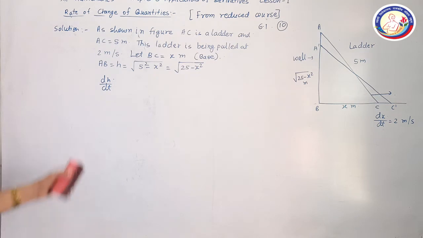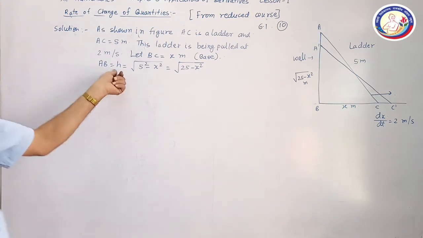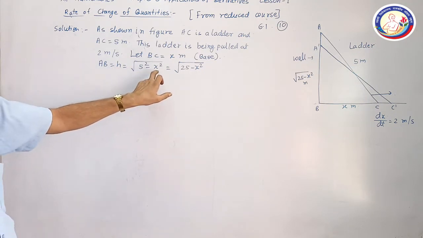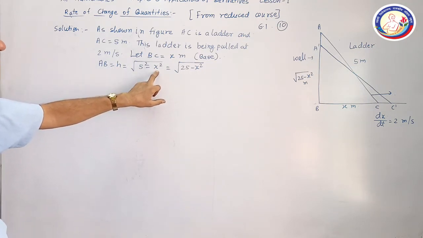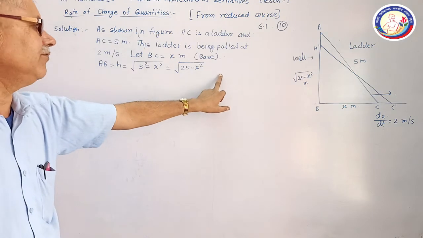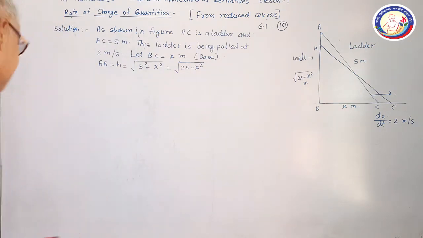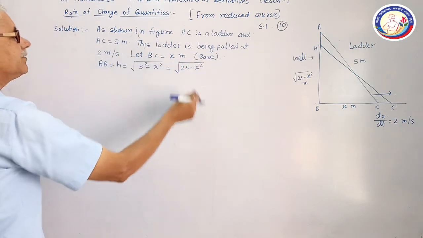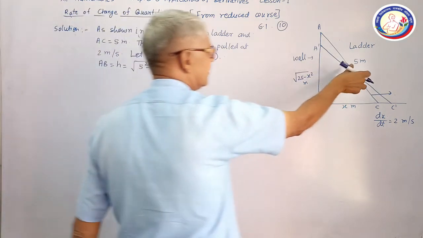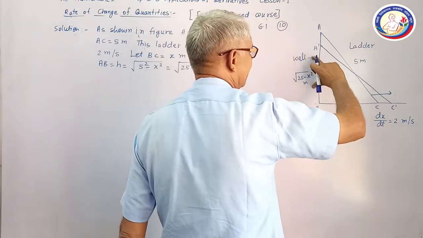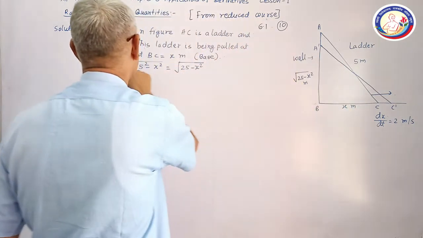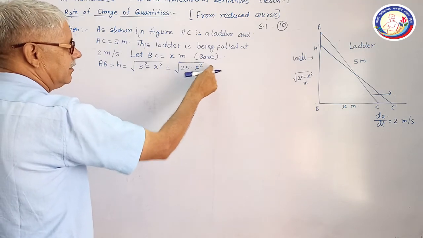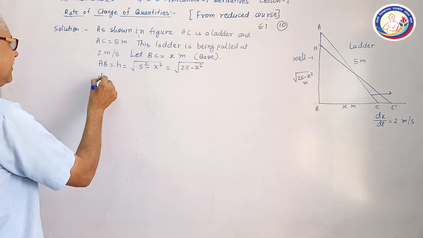And this h is a function of x. So first of all we will find derivative of h with respect to x, and then using chain rule we need dx by dt here. So here h is given by Pythagoras formula, because this is hypotenuse, this is base and this is perpendicular. The length of perpendicular is determined by formula and it comes as it is. Now what is dh by dt?